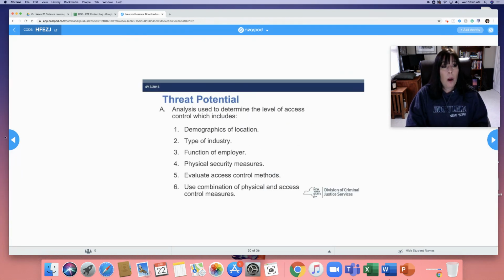And we're going to pause part 1 here. Our next section in this unit is talking about threat potential, and I think this is a really interesting area to talk about. So I'm going to end part 1 of Unit 6.